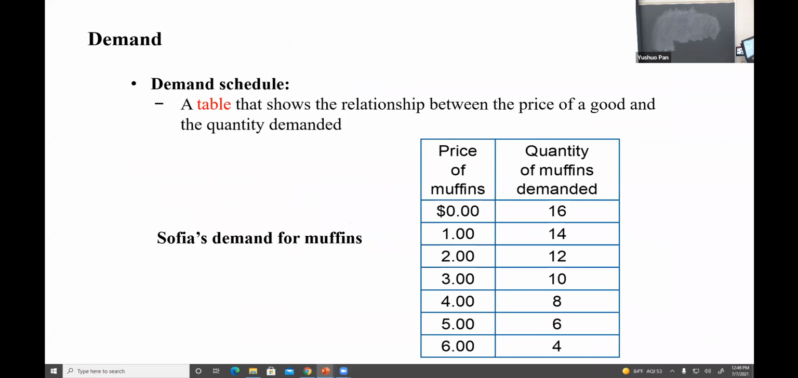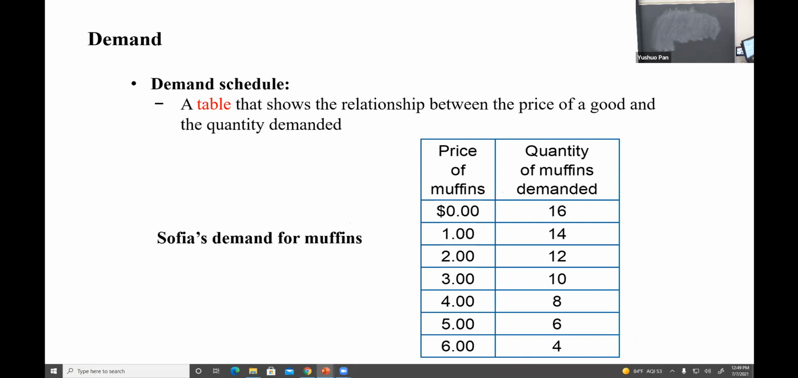A demand schedule is a table that shows the relationship between the price of a good and the quantity demanded. First of all, the schedule should be a table, with the price of the good and the quantity demanded. Those are a pair of words; you can see these two words together all the time. Alright? And I'm going to tell you later why this is important. So it should be the price of this good and the quantity demanded.